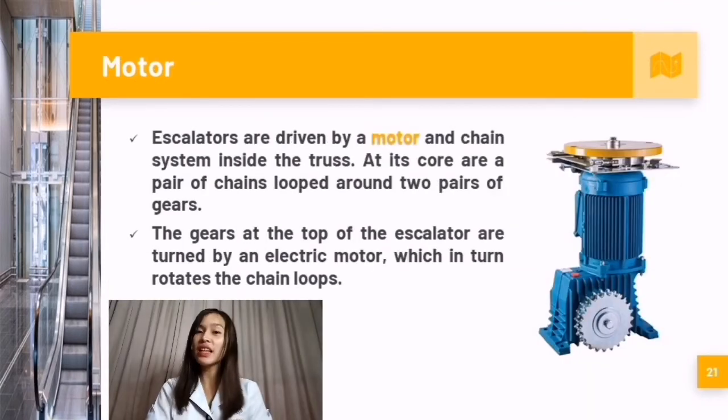The sixth and last component is the motor. Escalators are driven by a motor and chain system inside the truss. At its core are a pair of chain loops around pairs of gears. The gears at the top of the escalator are turned by an electric motor, which in turn rotates the chain loops.